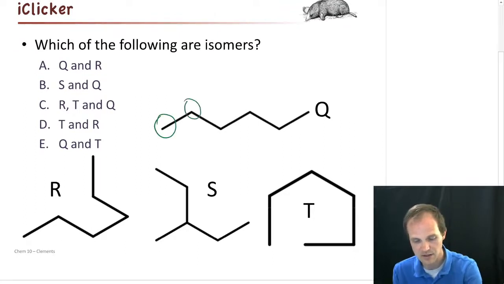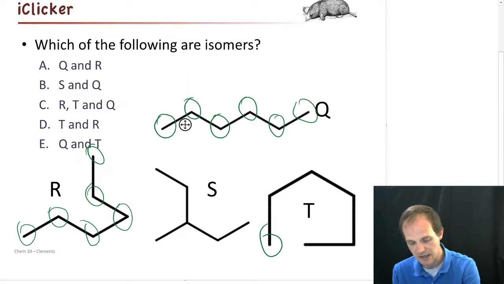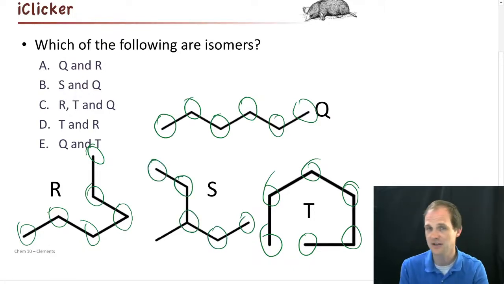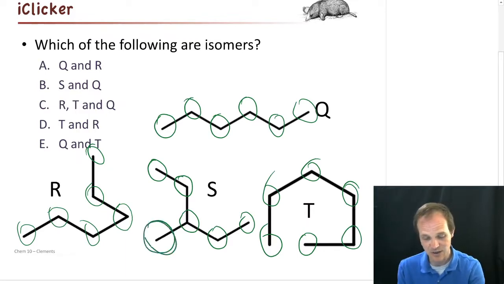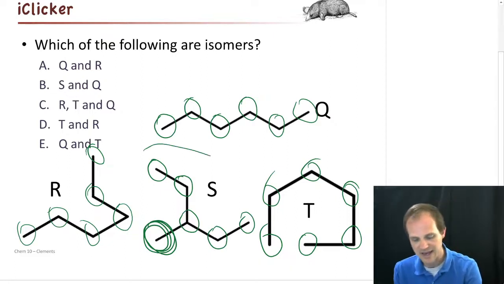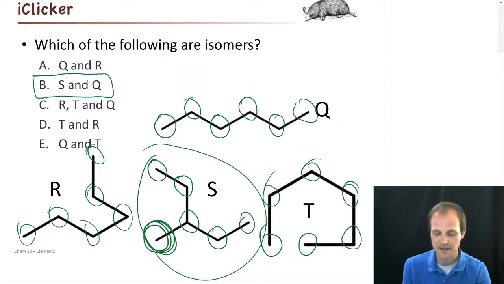In Q, we have 1, 2, 3, 4, 5, 6 in a row. In R, we have 1, 2, 3, 4, 5, 6 in a row. In T, we have 1, 2, 3, 4, 5, 6 in a row. In S, we have 1, 2, 3, 4, 5 in a row. I can't get 6. There's a 6th one over here, but it's not in a row. And the only way to get that is to break a bond and move it around. So S has to be one of my isomer pairs, and the only one I gave you is S and Q. It turns out S and R are isomers, S and T are isomers, but I only gave you S and Q as an option. So those are how we identify isomers versus conformers.